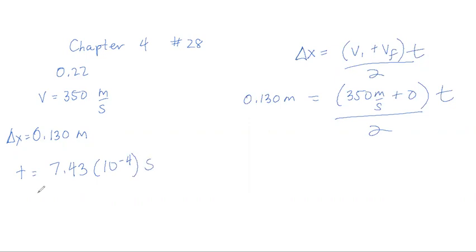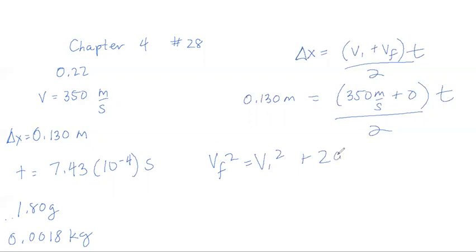So that's pretty fast. All right, now we're going to need to know the force. Do we get the mass of the bullet? Let's see. The mass of the bullet is 1.80 grams, but we don't want grams, we're dealing in kilograms, so that's 0.0018 kilograms.